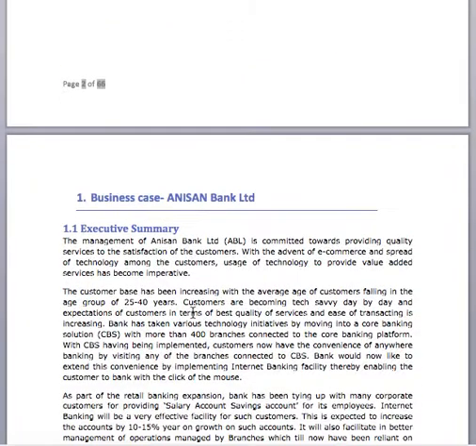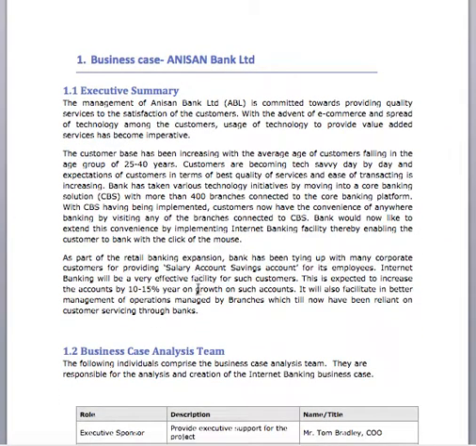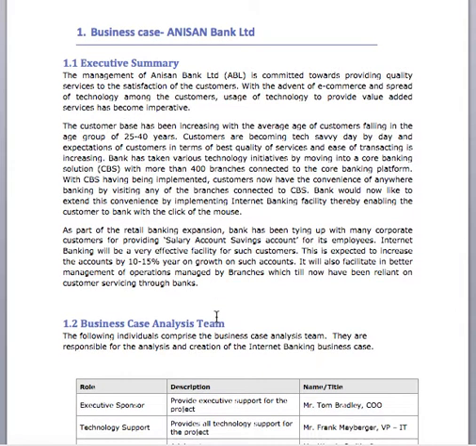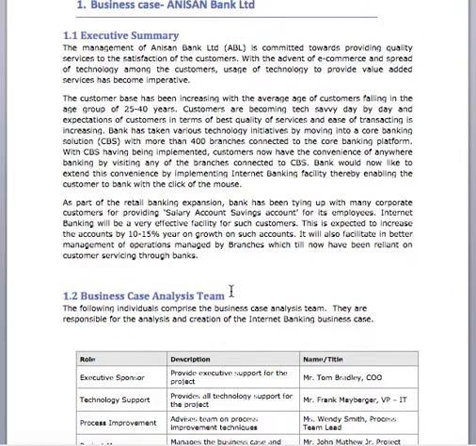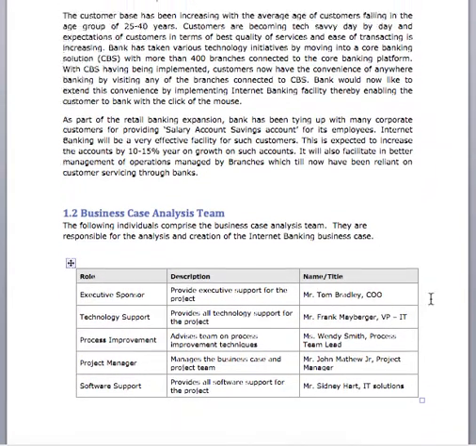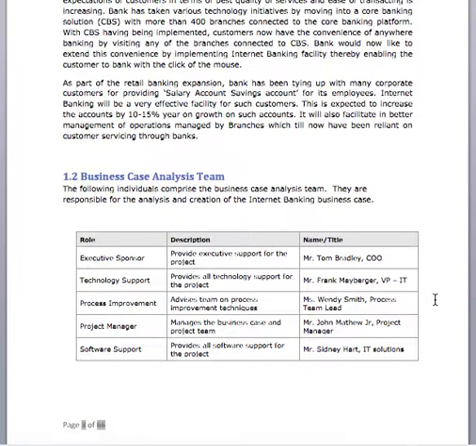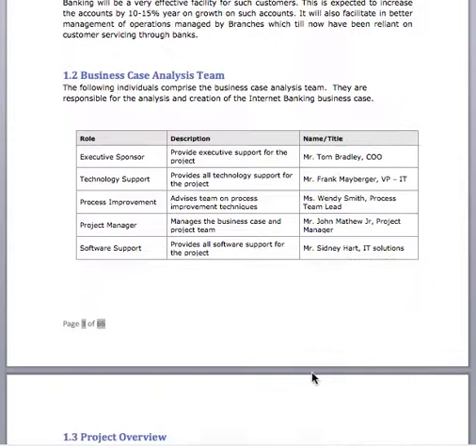Now let's go through that. He has put in the executive summary, a proper executive summary, in detail. This is slightly different from what we have provided in the book. Then he's presented the business case. The business case analysis team: who are the team who are going to assess this? Here are the people: the executive sponsor, technology support, process improvement, project manager, software support, and their descriptions, what each of them does, and what the title is.